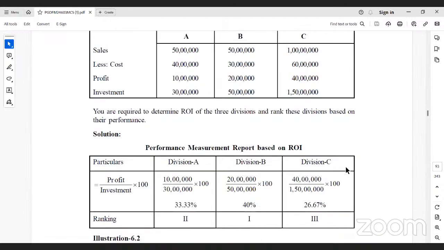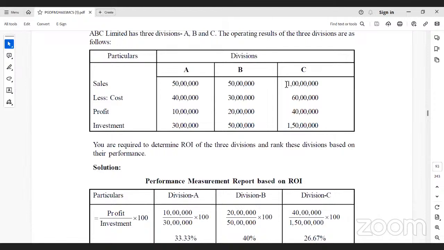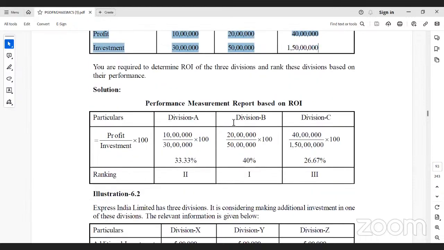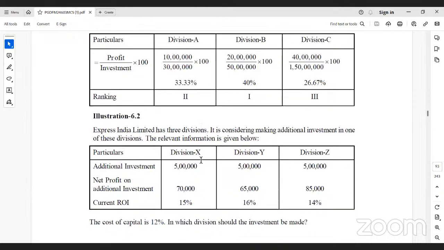So what happened here? Division C's sales are very high, but at the same time it required higher capital, a higher investment amount, right? So in terms of the performance of these investment centers, which investment center is better? Investment center B is better than A and C. So let us take one more example.